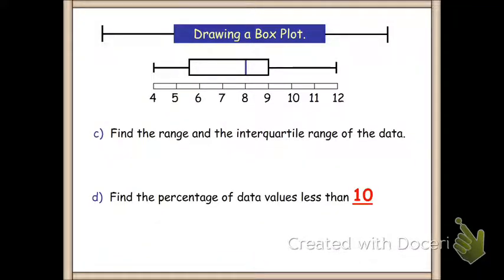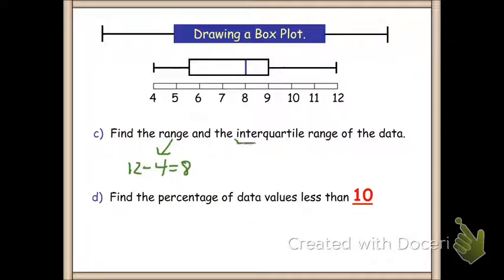So some questions that somebody could ask you about this. Find the range and interquartile range. Remember that the range has to do with, relates more to the average. So the range is the biggest value minus the smallest value. So 12 minus 4, which is 8.